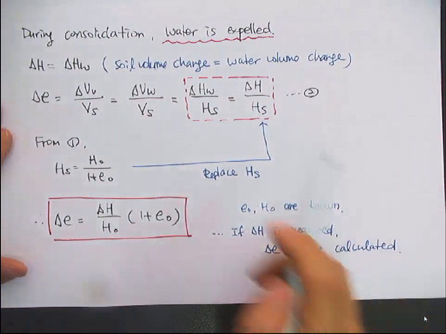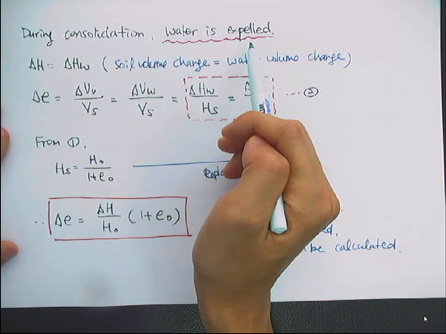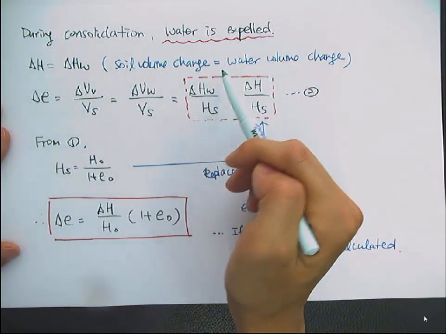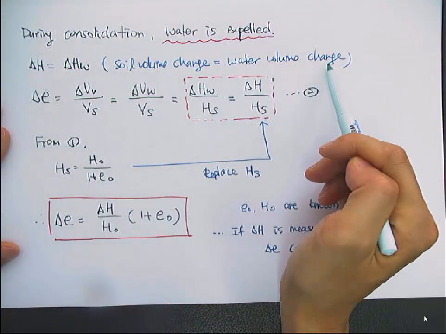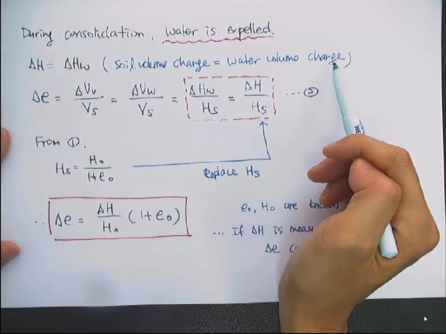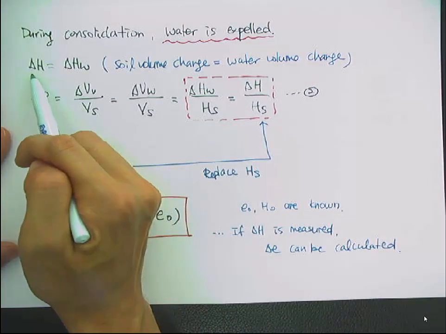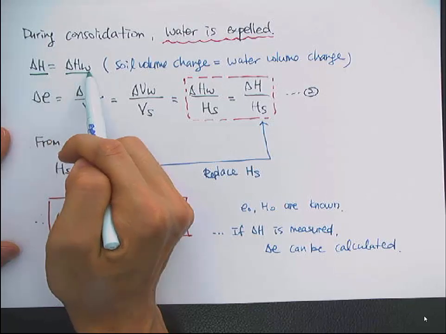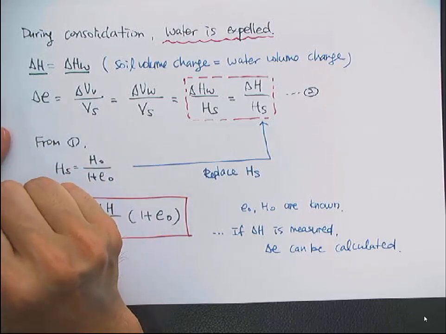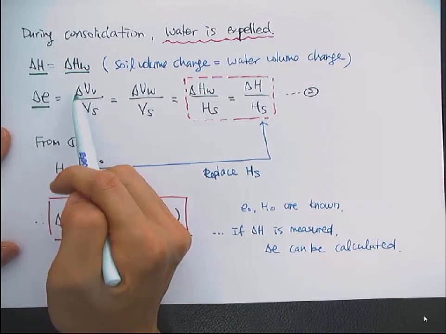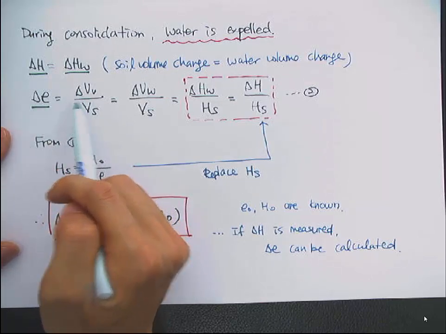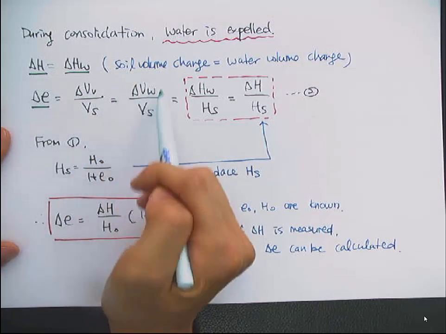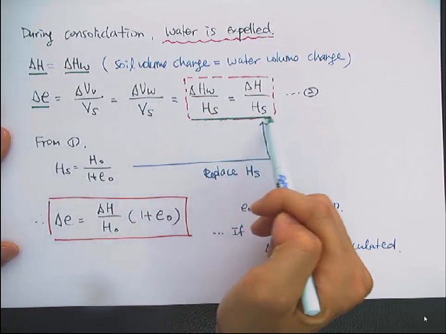And during consolidation, the water is being expelled, so there's no change in solid volume. So total soil volume change is equal to the water volume change, because there's no change in solid volume, only the water is being expelled. So delta H, total height change, is the same with the water height change, delta HW. And void ratio change is defined as the void volume change over the solid volume. And because the soil volume change is the same with the water volume change, then we get this second equation.